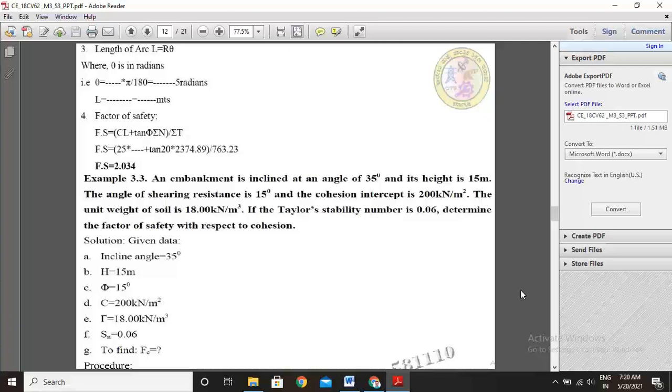See here, this type of problem, how to solve. Given data, inclined angle is given 35 degree, H is given 15 meter, phi is given 15 degree, C is given 200 kilonewton per meter square, gamma is given 18 kilonewton per cubic meter. Taylor stability number Sn is given 0.06. Then to find factor of safety with respect to cohesion, Fc equal to how much? So these are the given data and what is to be required.